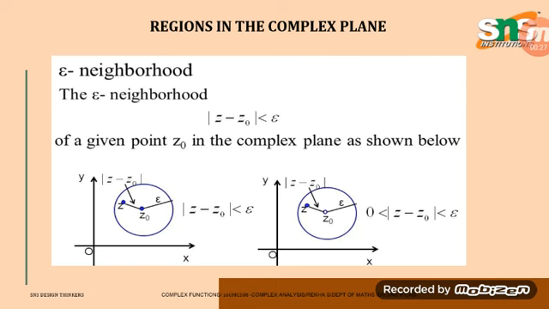For example, z0 is a center point, and z1, z2, z10, etc. we can say are neighborhood points. We represent the neighborhood as modulus of z minus z0 less than epsilon. The elements within the distance modulus z minus z0 less than epsilon are the neighborhood points. For a deleted neighborhood, z0 will be absent, so it is represented as 0 less than modulus z minus z0 less than epsilon.